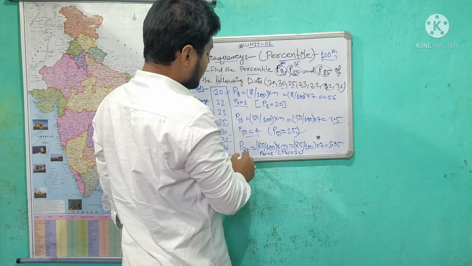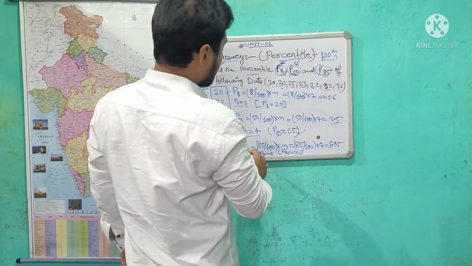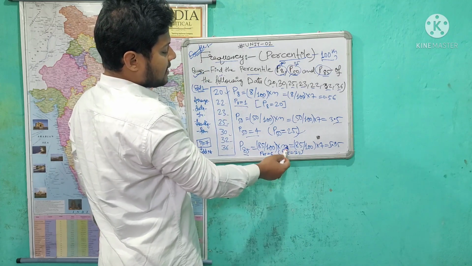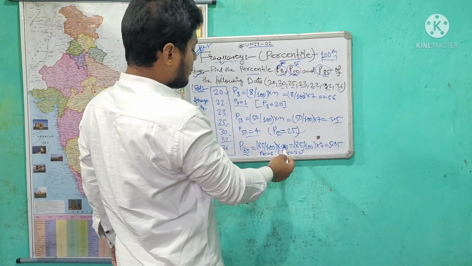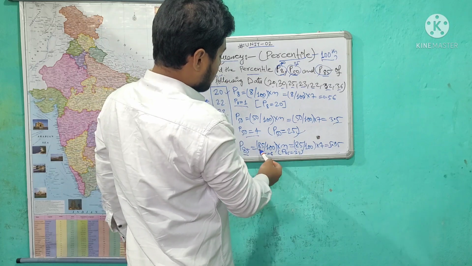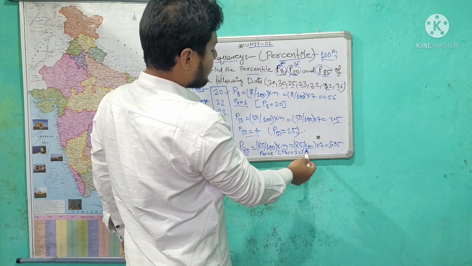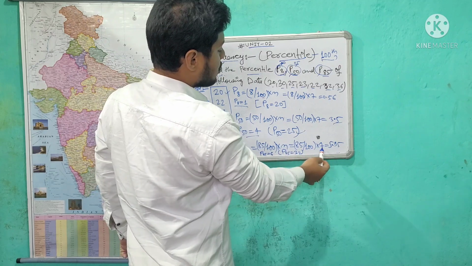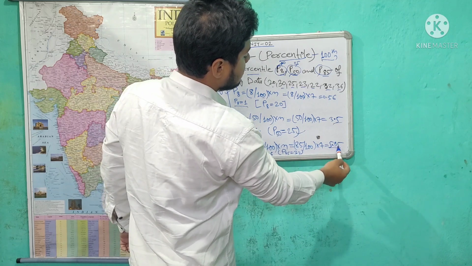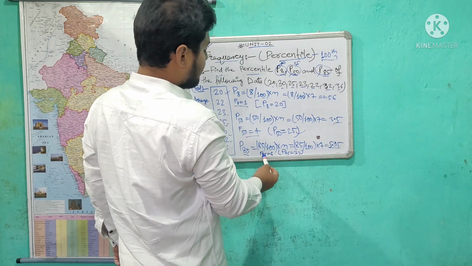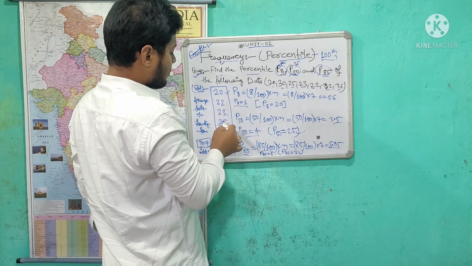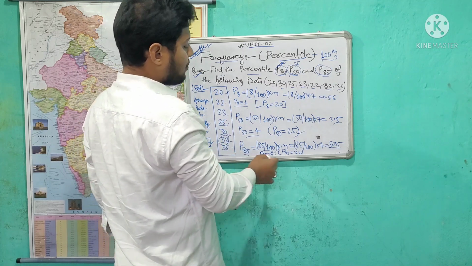Now the next one is to calculate P85. The formula is 85 upon 100 into n, where n is the number of observations. The total number of observations is 7: 1, 2, 3, 4, 5, 6, 7. Clear? Now 85 upon 100 into 7. When we calculate this, we get 5.9, which is closer to 6. So P85 is equal to 6. Now we see the sixth term: 1, 2, 3, 4, 5, 6, that is 32. So P85 is 32.